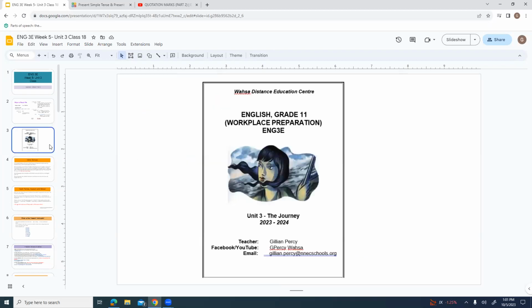All right, so this is the unit we're working on, the one called The Journey. This is unit 3. We should be working on that this week and next week and maybe a little bit the week after, we'll see.